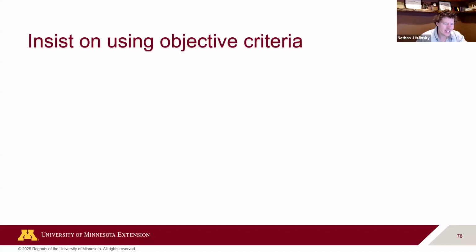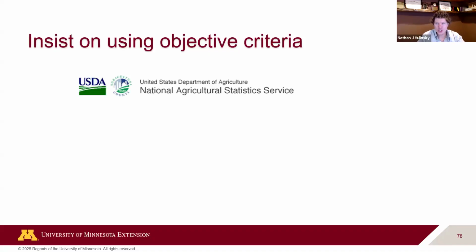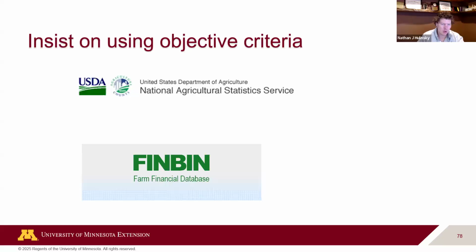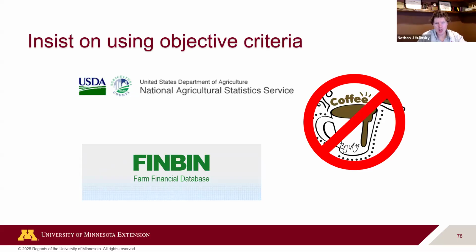I do want to highlight, insist on using this objective, realistic, trustworthy data. I talked about the USDA data and the FinBin data a lot. Don't be relying on this coffee shop talk where numbers can very easily get exaggerated and kind of hyperbolized, and they're not always accurate. Using the county average yields, the prices that I've shared, everything that I shared is accurate, realistic data that I can verify. Coffee shop talk, always you have to take with a grain of salt.